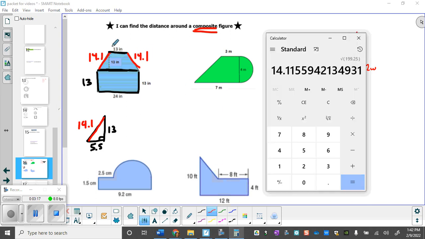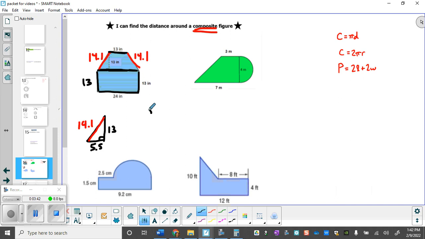I'm going to use my calculator here. I'm going to start with the top part, and I'm just going to go clockwise. So I'm going to start with the 13. I'm going to add a 14.1. I've got another 13. Now I'm at the bottom with the 24. Coming up the other side, I've got a 13 and a 14.1. So when we add up all these sides, I've added up 1, 2, 3, 4, 5, 6 sides. So that's going to be 91.2. And we have it labeled as inches, so 91.2 inches. Okay? So distance around the shape, we just add up all of our sides.